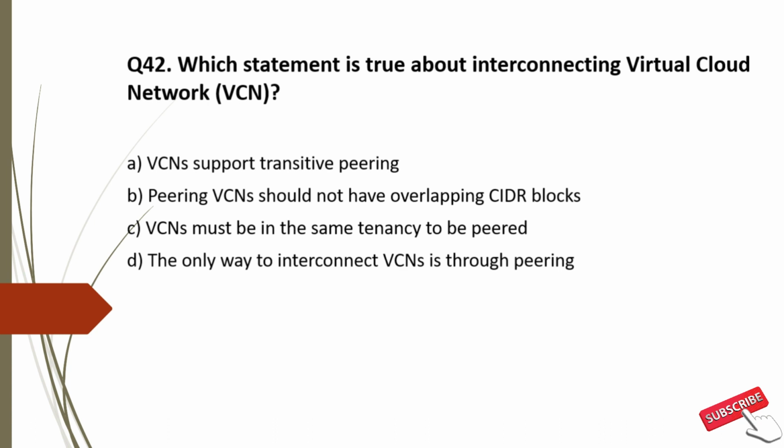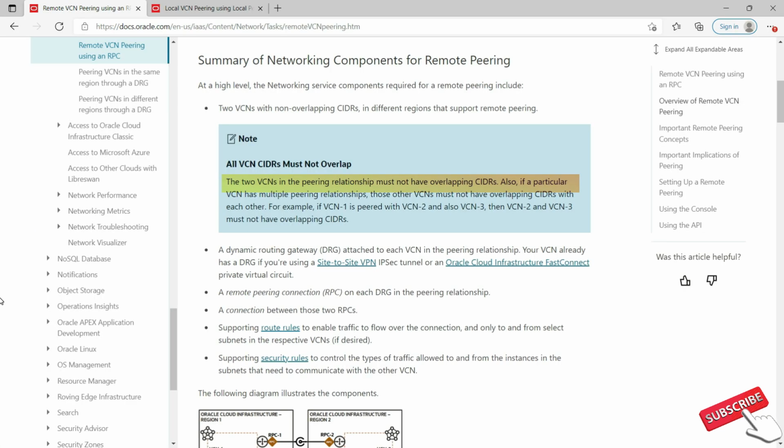Now analyze the options. Option A. VCN supports transitive peering. No, this is incorrect. In OCI, VCN does not support transitive peering. Option B. Peering VCNs should not have overlapping CIDR blocks. This is correct. To peer two VCNs, the CIDR blocks of those two VCNs should not overlap. As per OCI doc, the two VCNs in a peering relationship must not have overlapping CIDRs.